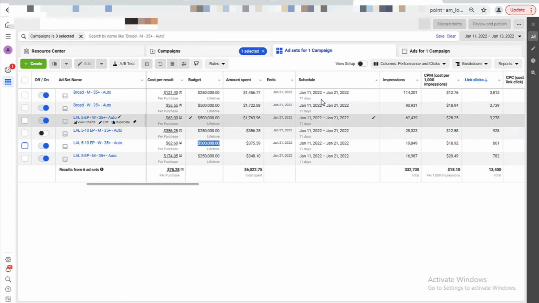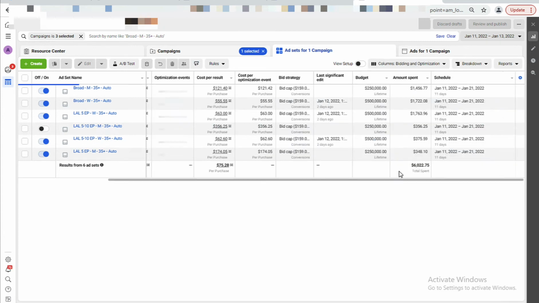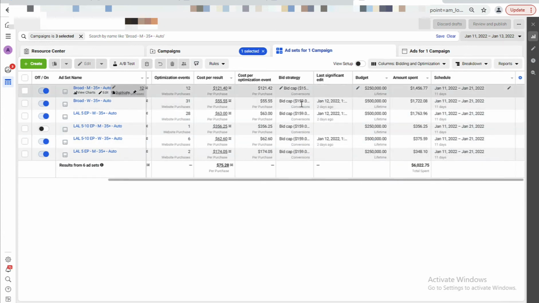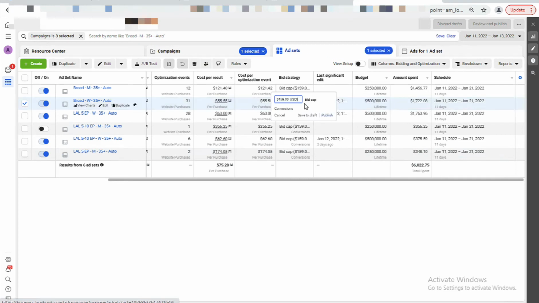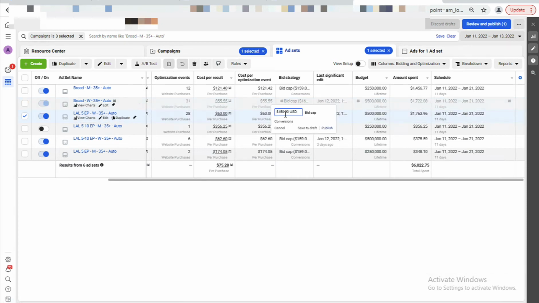Okay. Now we can change this to bidding and optimization. And we've got 159 bid. So what I might do is, for my best performers, I might just bump this up a little bit. 169. Just bump it up by $10.